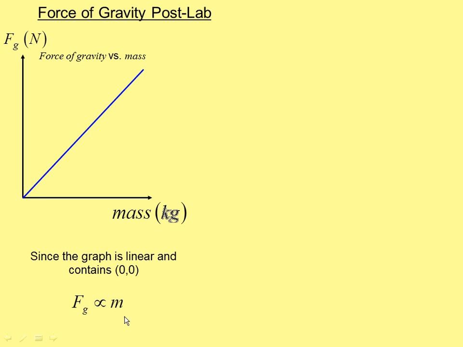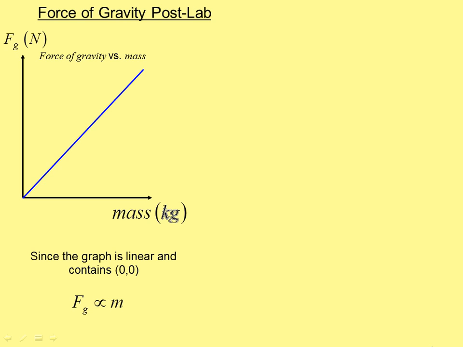So if an object has twice as much mass, it has twice the force of gravity acting on it. It weighs twice as much. If it has 3 times as much mass, it weighs 3 times as much. So, of course, being a linear graph, we can create a y equals mx plus b math model out of this. The y variable is the force of gravity, and that equals your slope.